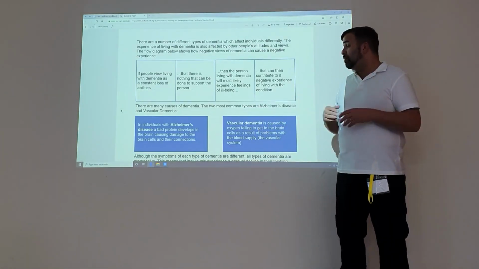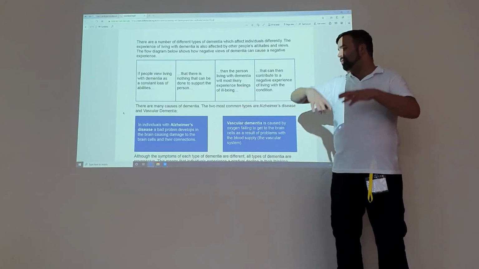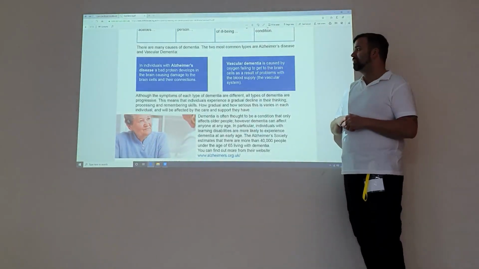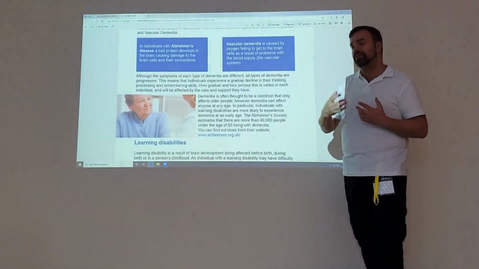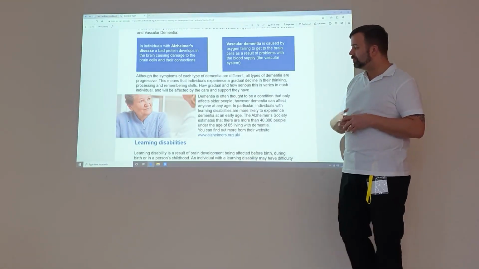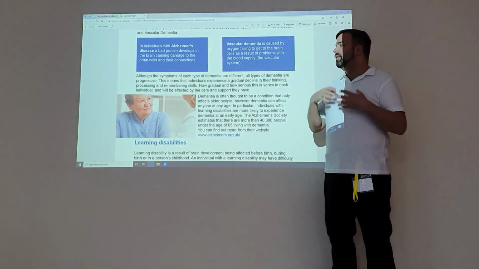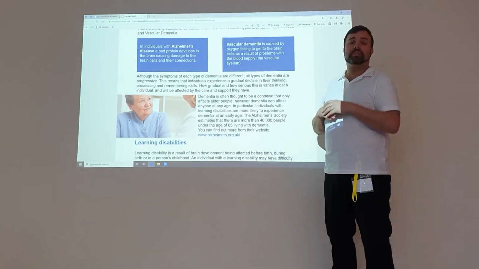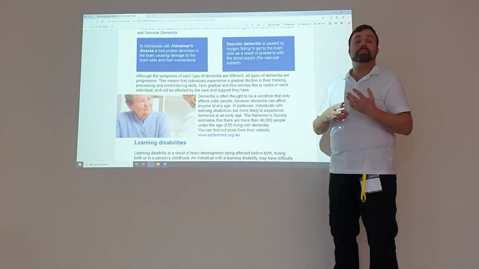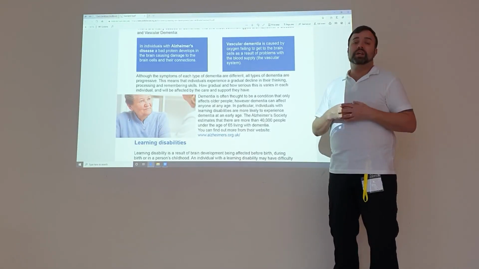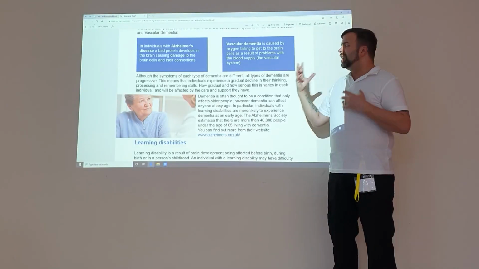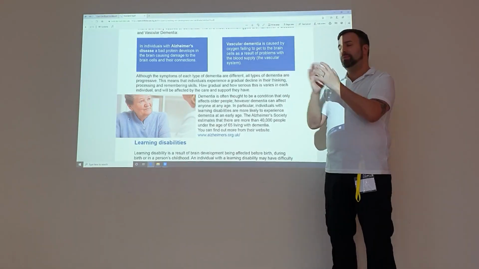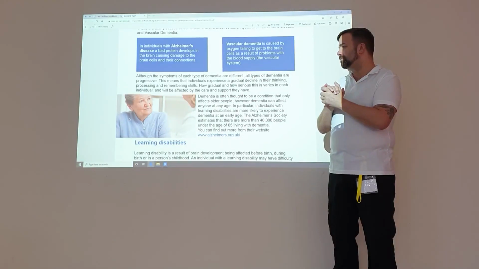Here we're looking at two common types of dementia. So we've got Alzheimer's, which is an umbrella term for lots of different types of dementia, and then we've got vascular dementia. So that's where we're looking at lack of oxygen to the brain. All of these will affect people in different ways. If we have the dementia that affects the frontal lobe, then we know that people become slightly more emotional and challenging. So it's important we understand the type of dementia so we can wrap the type of treatment around them.